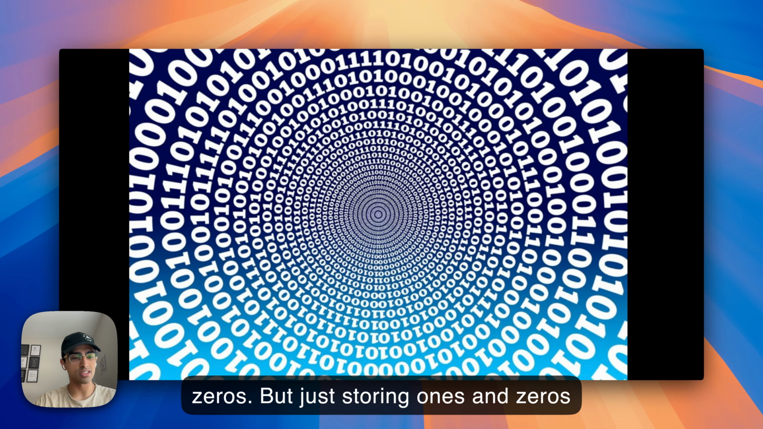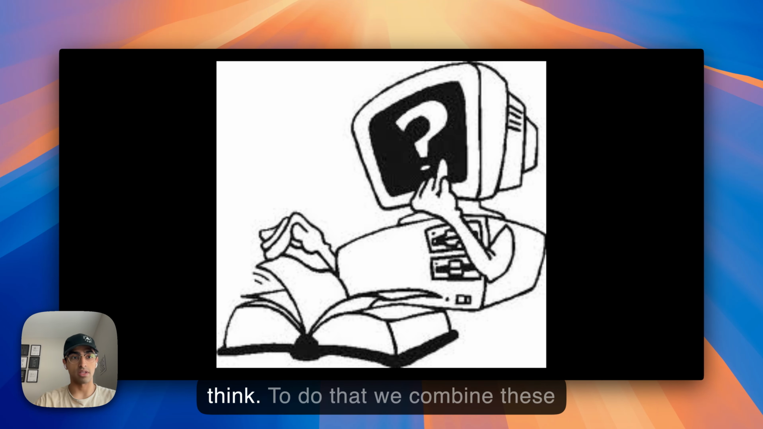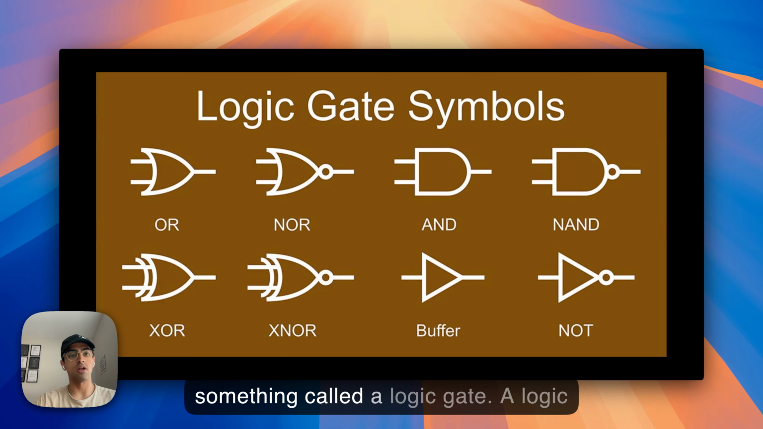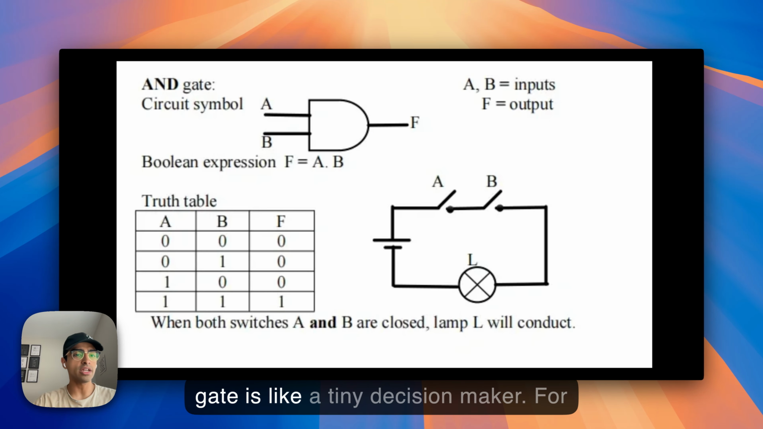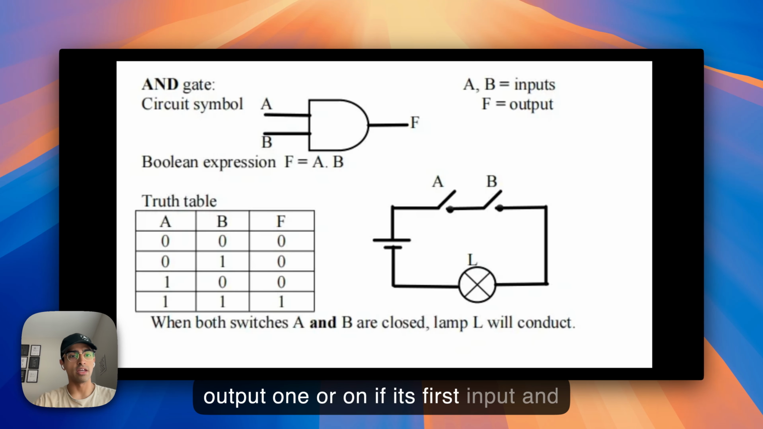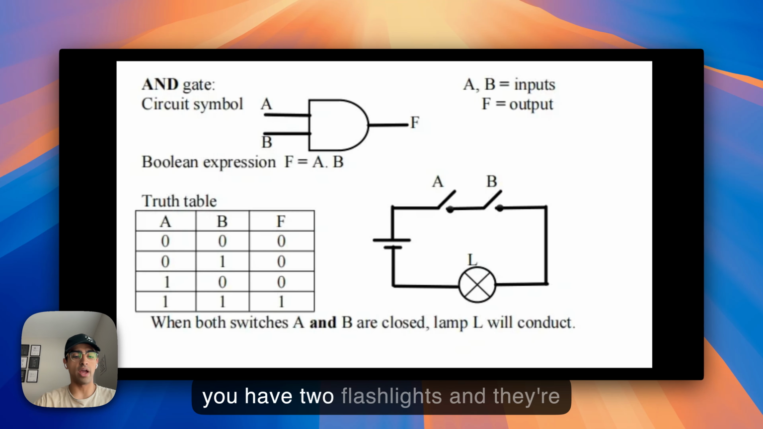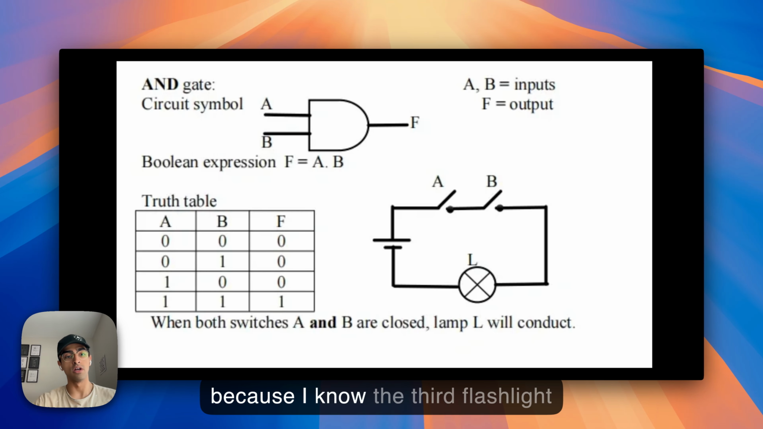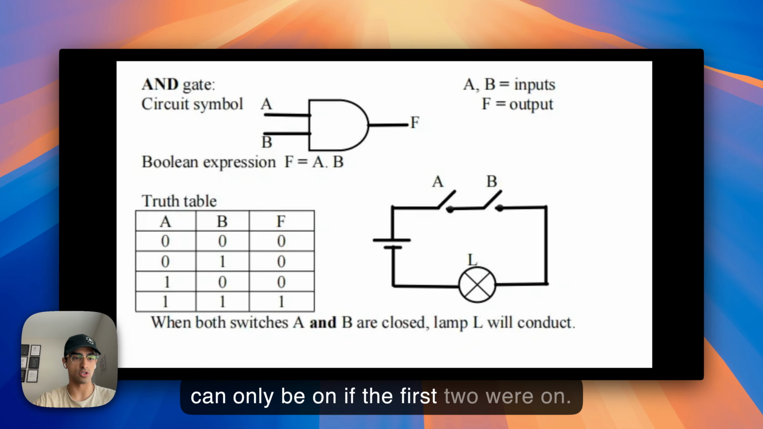But just storing ones and zeros isn't enough. A computer needs to think. To do that, we combine these simple on and off switches into something called a logic gate. A logic gate is like a tiny decision maker. For example, a simple AND gate will only output 1 or on if its first input and its second input are both 1. So if you have two flashlights and they're both on, then the third flashlight would inherently be on. And if I saw the third flashlight, I don't even need to see the first two flashlights because I know the third flashlight can only be on if the first two were on.